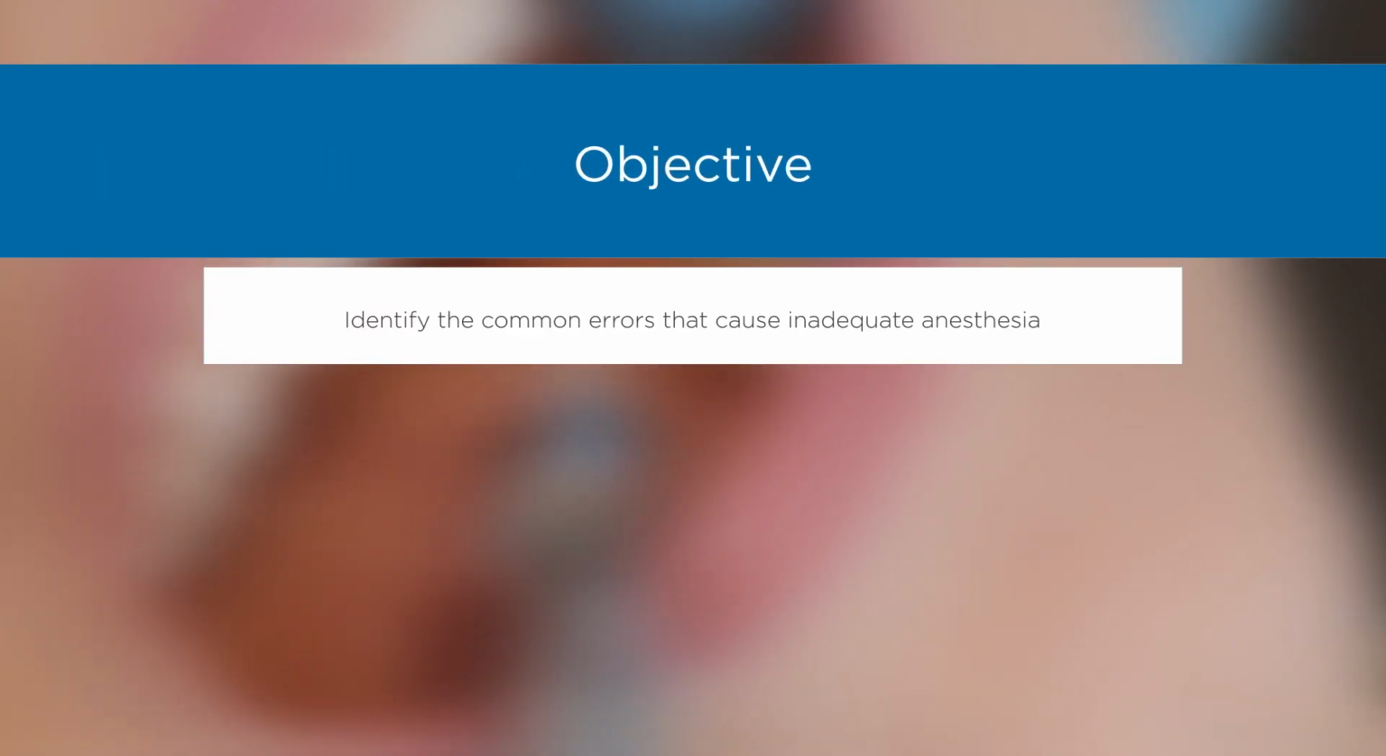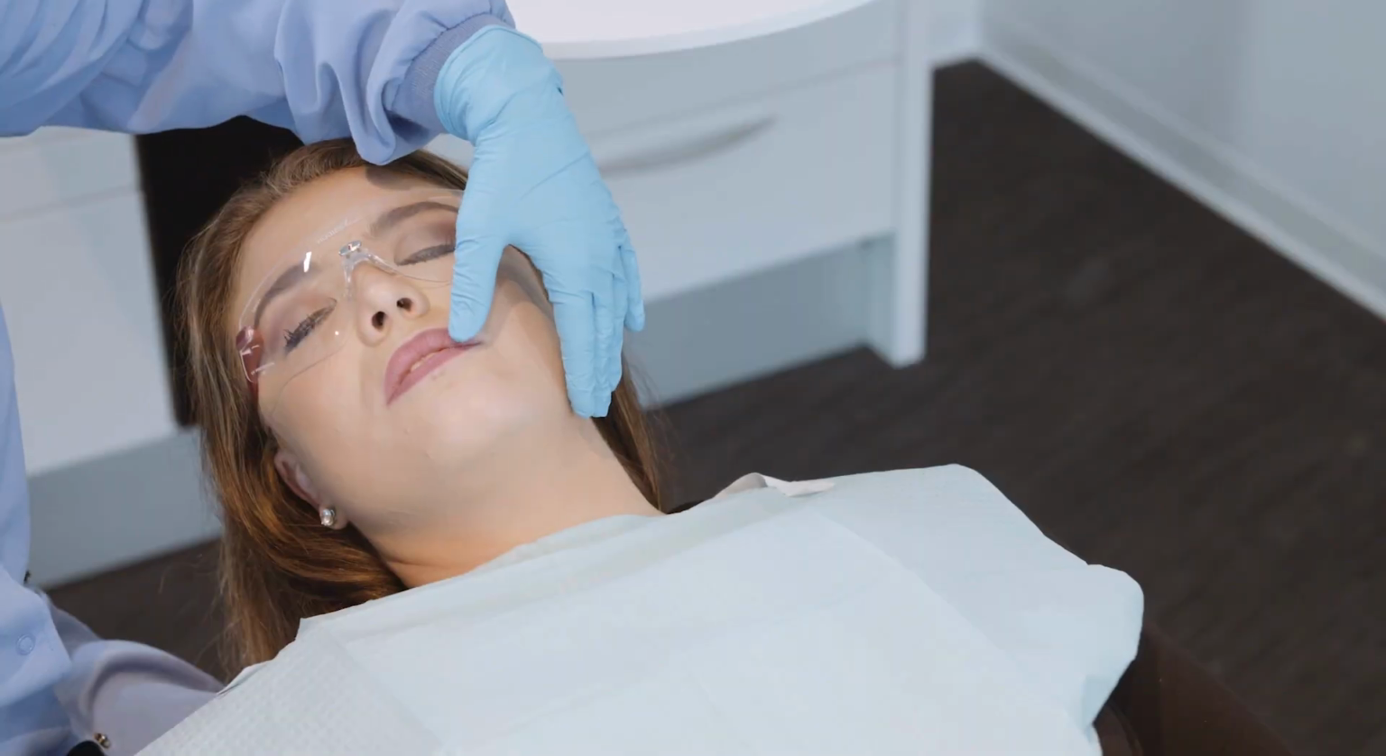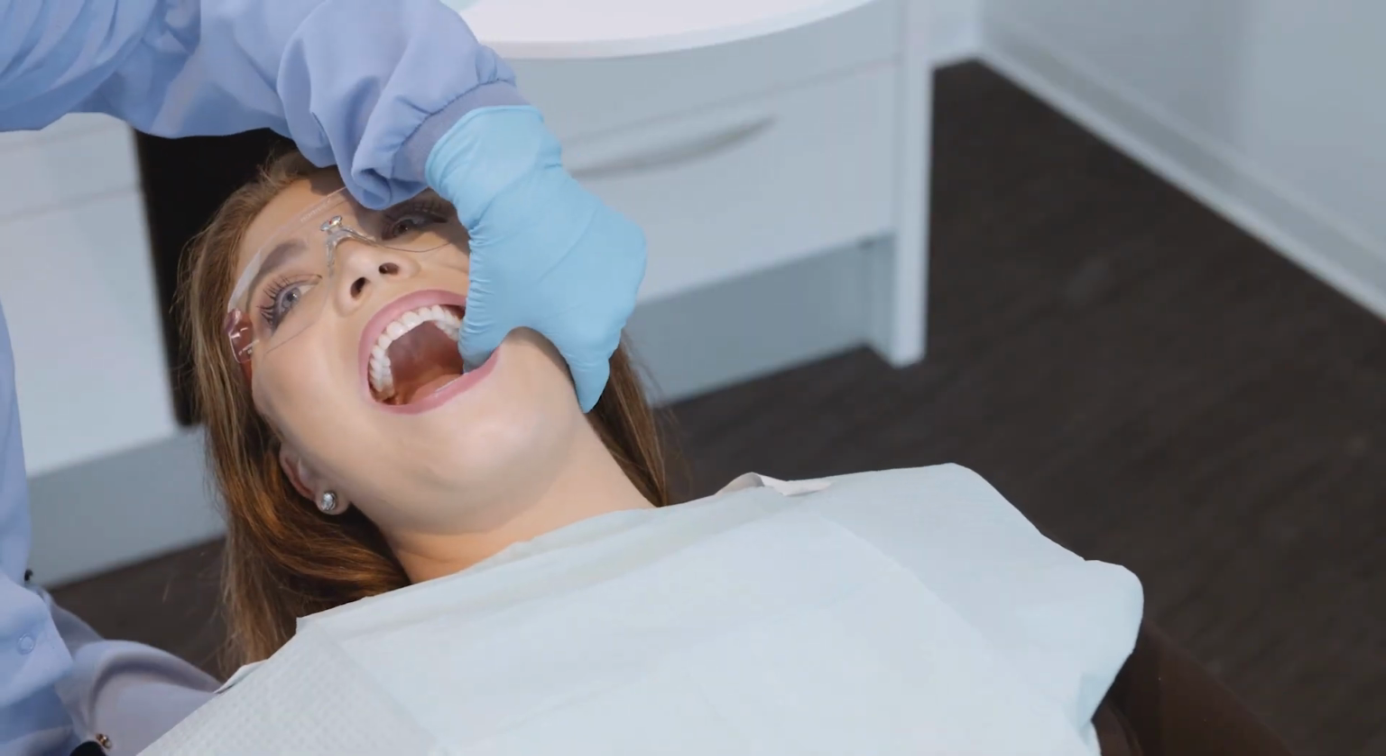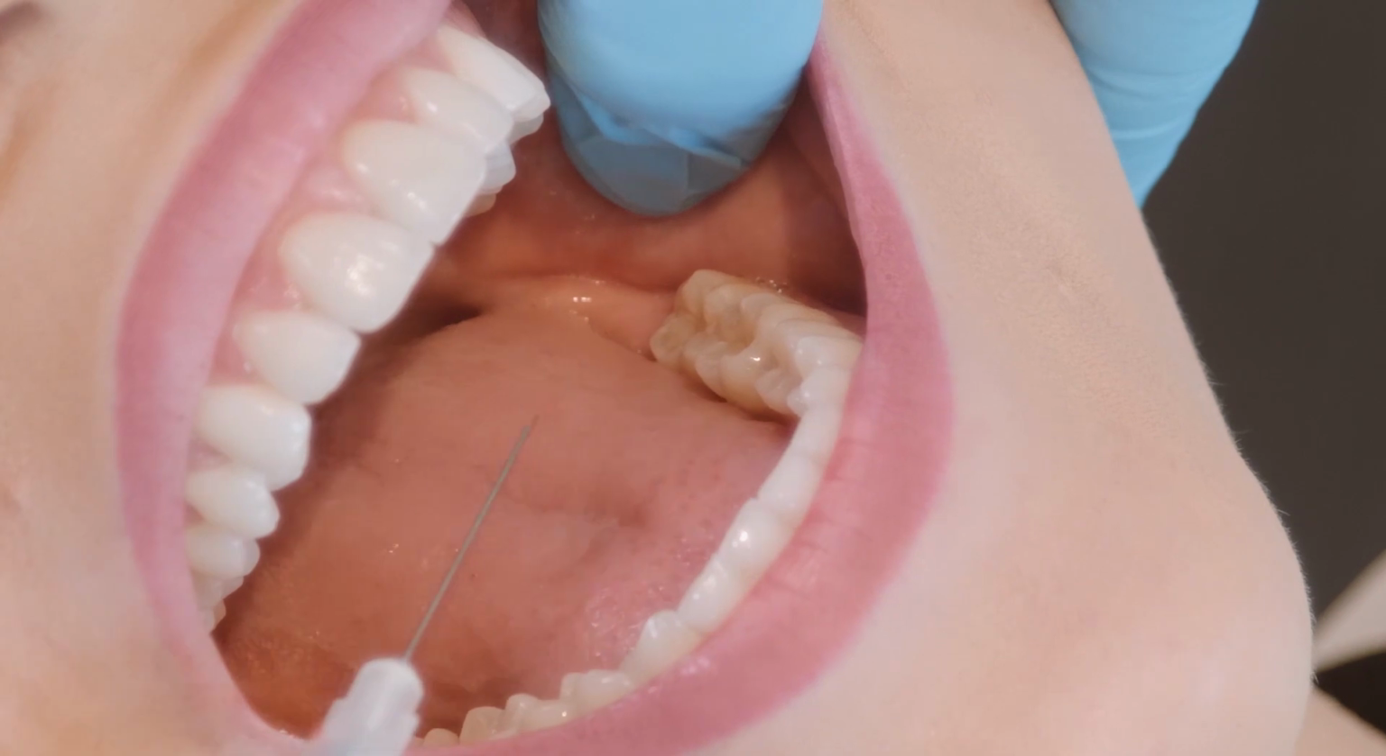Objective: identify the common errors that cause inadequate anesthesia. Failures occur because there is a wide variety of anatomical differences in patients. It's very important that clinicians use the anatomical landmarks in order to achieve successful anesthesia. Occasionally, modifications of the standard technique have to be made to achieve a successful injection.